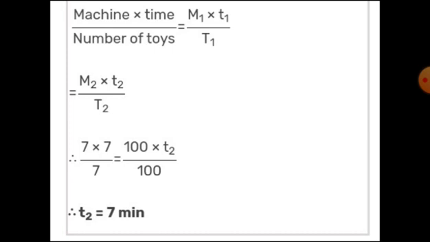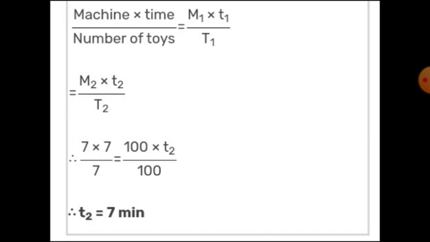Here we have to find the relation. They themselves gave the answer in the first statement: for 7 machines, 7 toys, the time is 7 minutes. Think about the logic of what it means: machines into time, divided by number of toys.